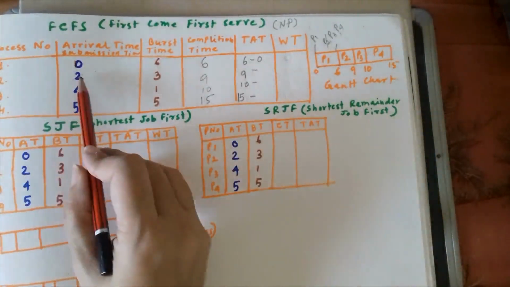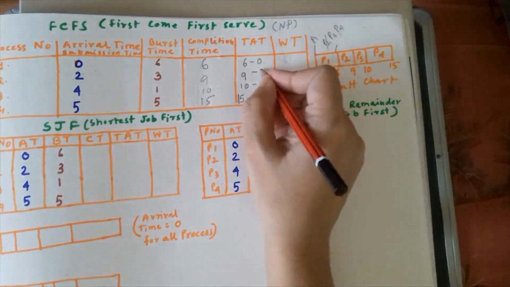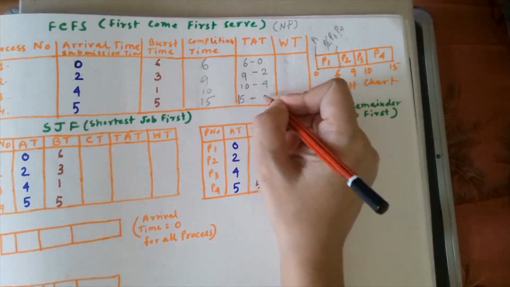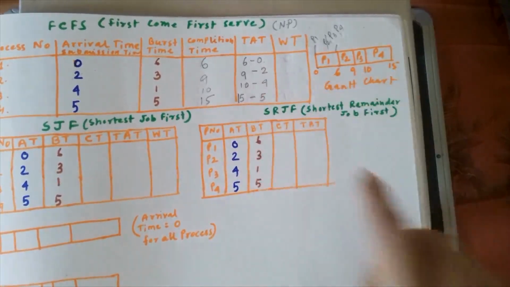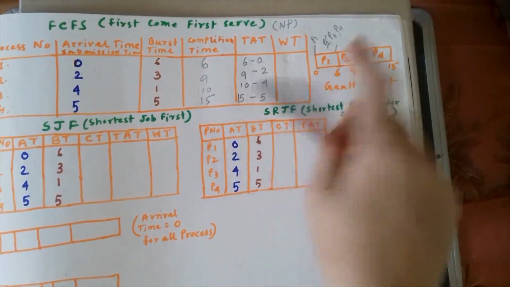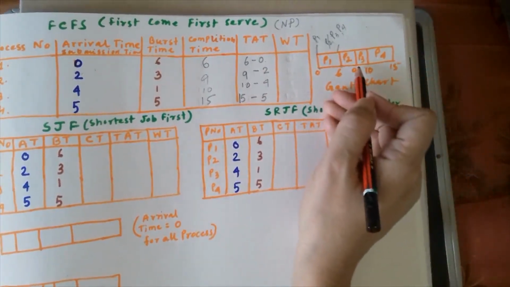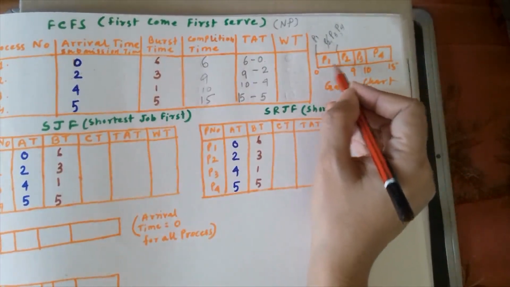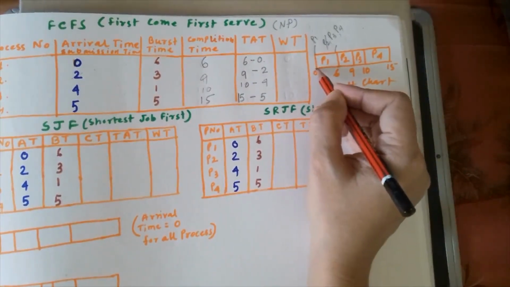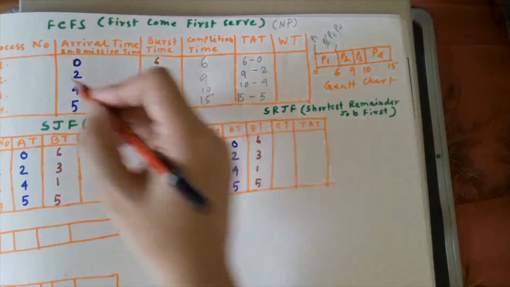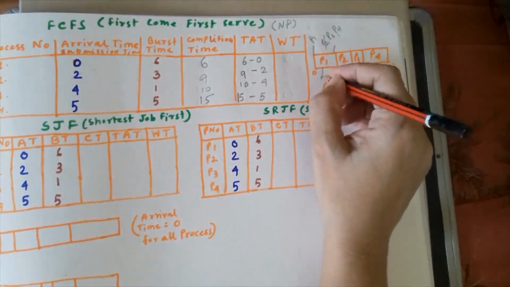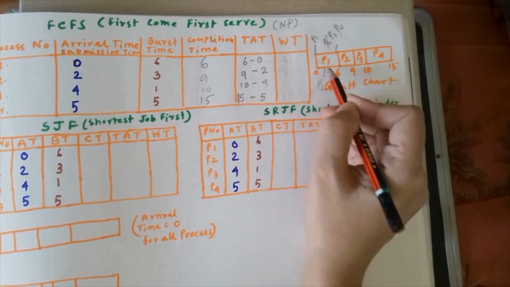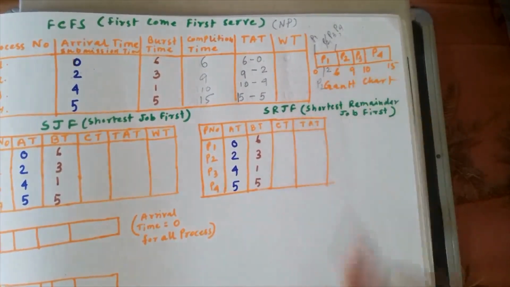What is your arrival time for P2? 2. What is the arrival time of P3? 4. What is the arrival time of P4? That is 5. See here why it is affecting: earlier, when the arrival time was 0, P2 was waiting from this point of time. Now P2 has not arrived here. P2 has arrived somewhere here. So P2 has waited, if it is 2, so from 2 to 6 P2 has waited.